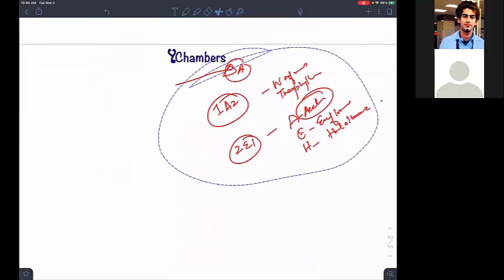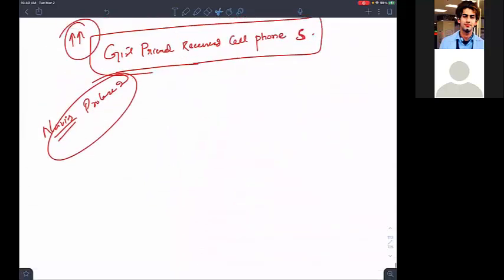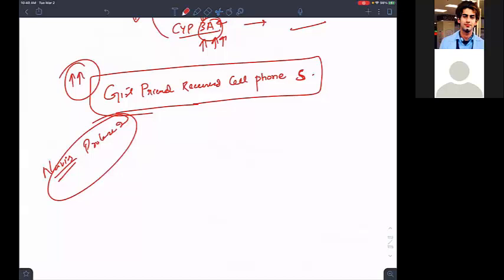So how to remember inducers? Now the mnemonic for inducers and inhibitors is this. G stands for griseofulvin. P stands for, let me write in a clean way, otherwise people get upset with me. P is phenytoin. R is rifampicin.